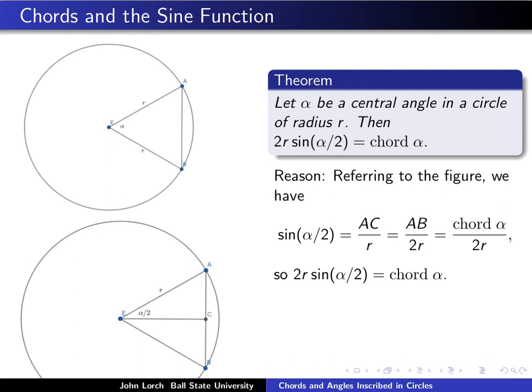But remember that AB is the chord of alpha. So that replacement gives us that sine of alpha over 2 is equal to the chord of alpha divided by 2R. And then if we multiply by 2R on both sides of the equation, we get the result of the theorem.